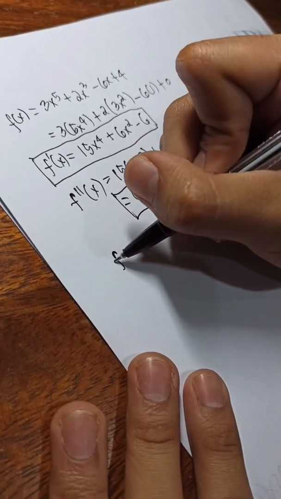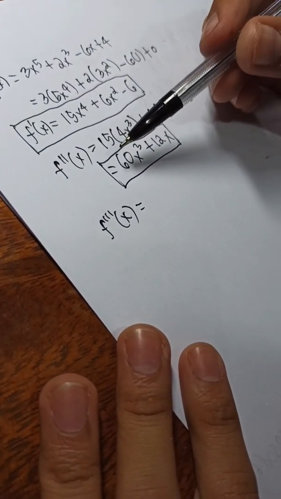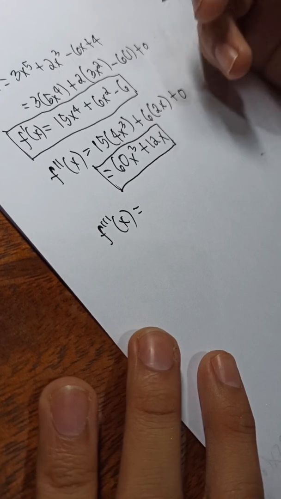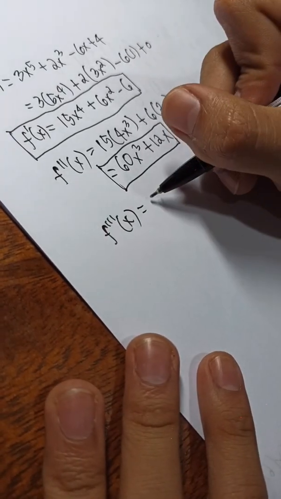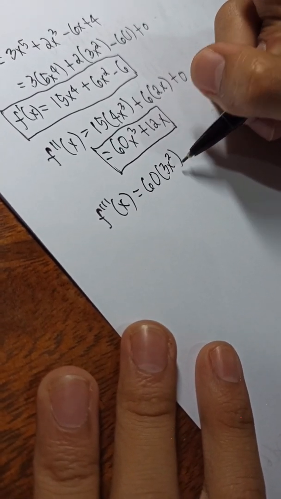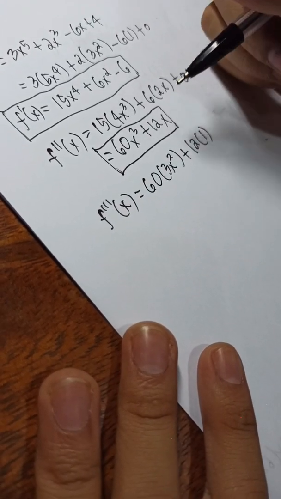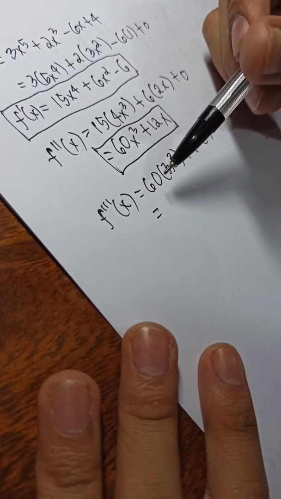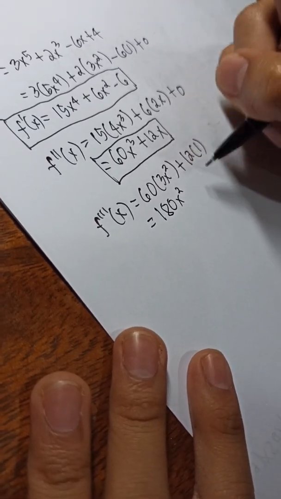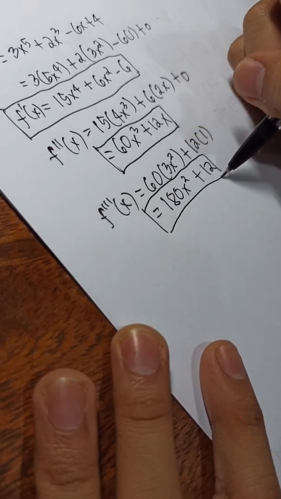To get the third derivative, again, we need to find the derivative of the second derivative, which is the last one. So this will give us 60 times 3x squared plus 12 times 1. Multiplying 60 by 3x squared will give us 180x squared plus 12. So this will be our third derivative.